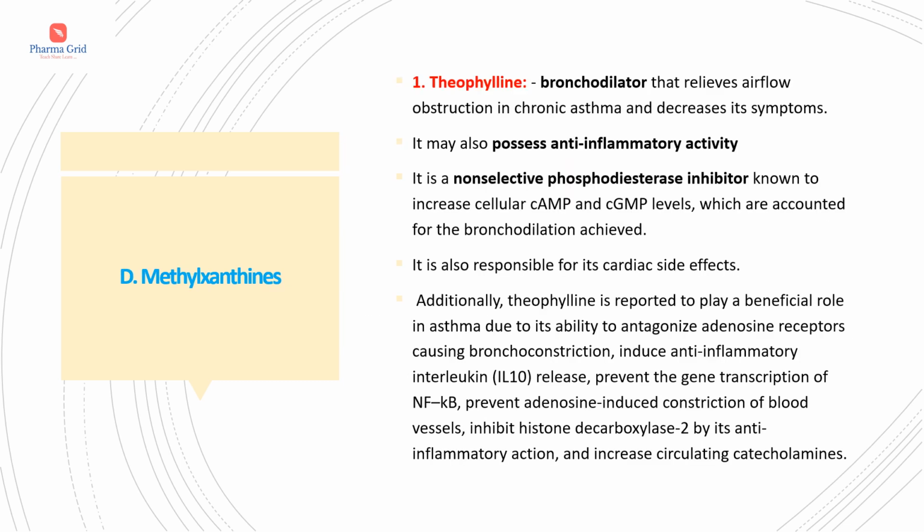Next category is methylxanthines. The drugs that come under this category include aminophylline, theophylline, doxofylline, etc. These drugs are bronchodilators that relieve airflow obstruction in chronic asthma and decrease its symptoms. They may also possess anti-inflammatory activity. It is a non-selective phosphodiesterase inhibitor known to increase cellular cyclic AMP and cyclic GMP levels, which account for the bronchodilation achieved. It is also responsible for its cardiac side effects.